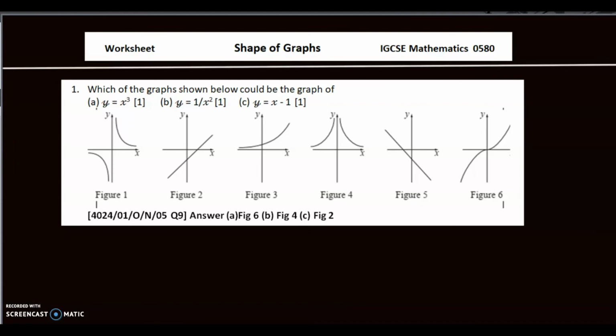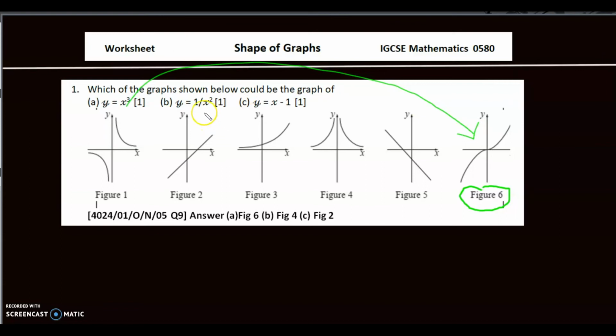Okay, so now let's do some past paper questions from this topic. Question number 1. Which of the graphs shown below could be the graph of y equals x cubed? We know that's a cubic function, and a cubic function is an S-shaped graph. So the graph of y equals x cubed is this one, figure 6. So this is the graph for this.